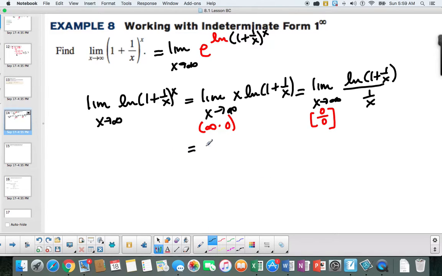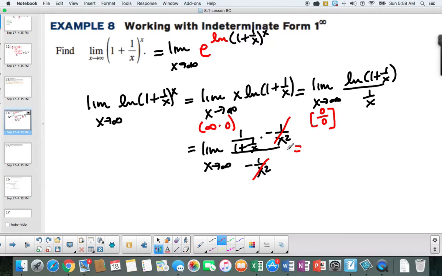So now I know I can use L'Hopital's rule. This will be the limit as x approaches infinity. And the numerator is going to be 1 over 1 plus 1 over x times, using the chain rule, negative 1 over x squared. And the denominator is negative 1 over x squared. And I can do some reducing here. Allow x to go to infinity, and that answer is going to be equal to 1.